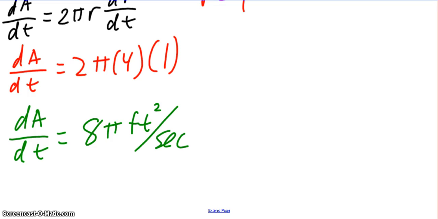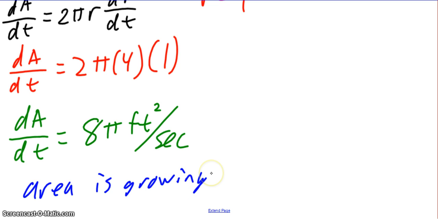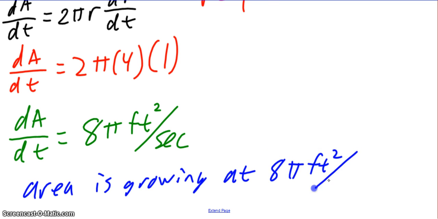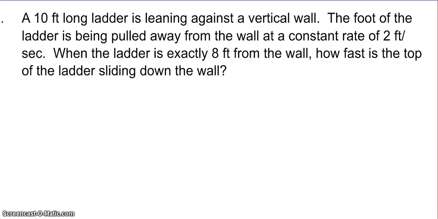Now this is a word problem, so we also want to answer in the context. So area is growing at 8 pi feet squared per second. This is a related rates problem. Let's look at the next one.